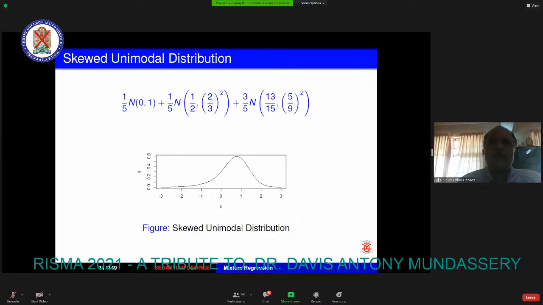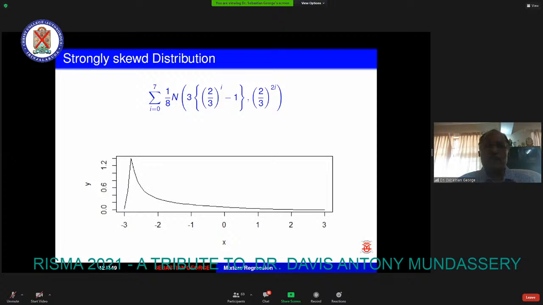These are examples. This is actually a mixture of 3 normals with mixing coefficients 1/5, 1/5, and 2/5 and different means and variances. And this is actually the normal probability density function. It is actually an 8 component mixture. The first component has a mean when you put i equal to 0, and the variance also. And correspondingly, the probability density is entirely different from normal.